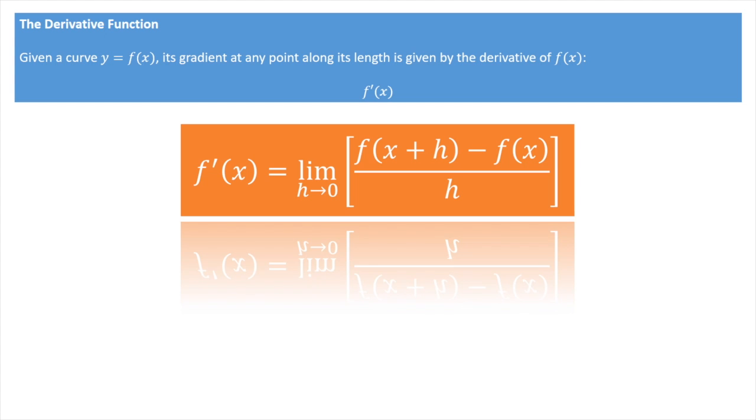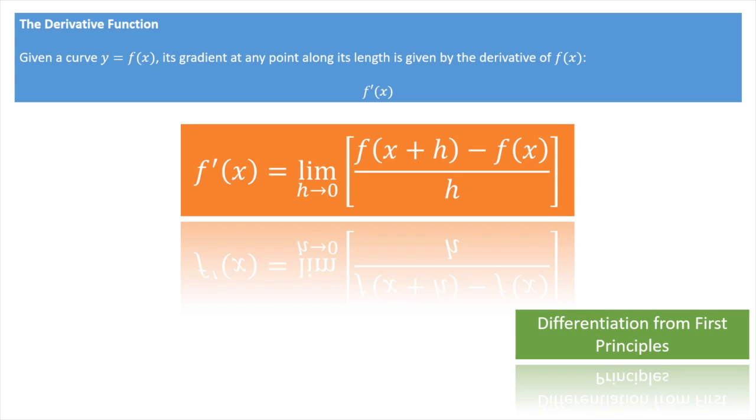F dash of x equals the limit as h tends towards 0 of f of x plus h minus f of x over h. If this doesn't make any sense to you right now, do not worry. This is exactly what we're going to be explaining in this tutorial. When we differentiate with this formula, it is known as differentiating from first principles. Now let's go ahead and see how this formula is derived and what it actually means.